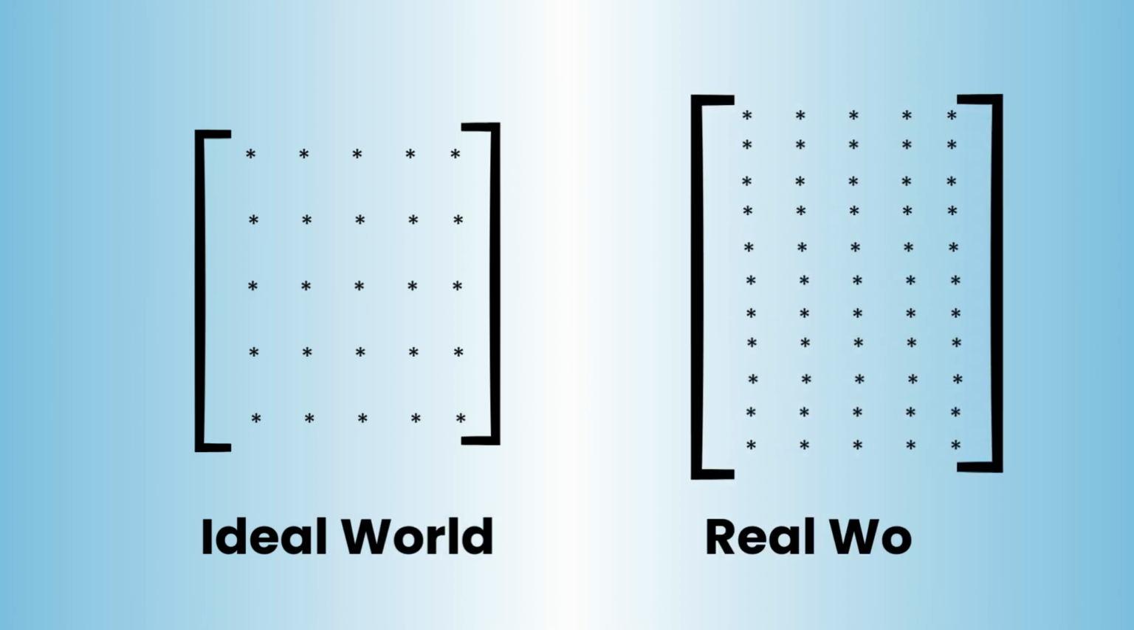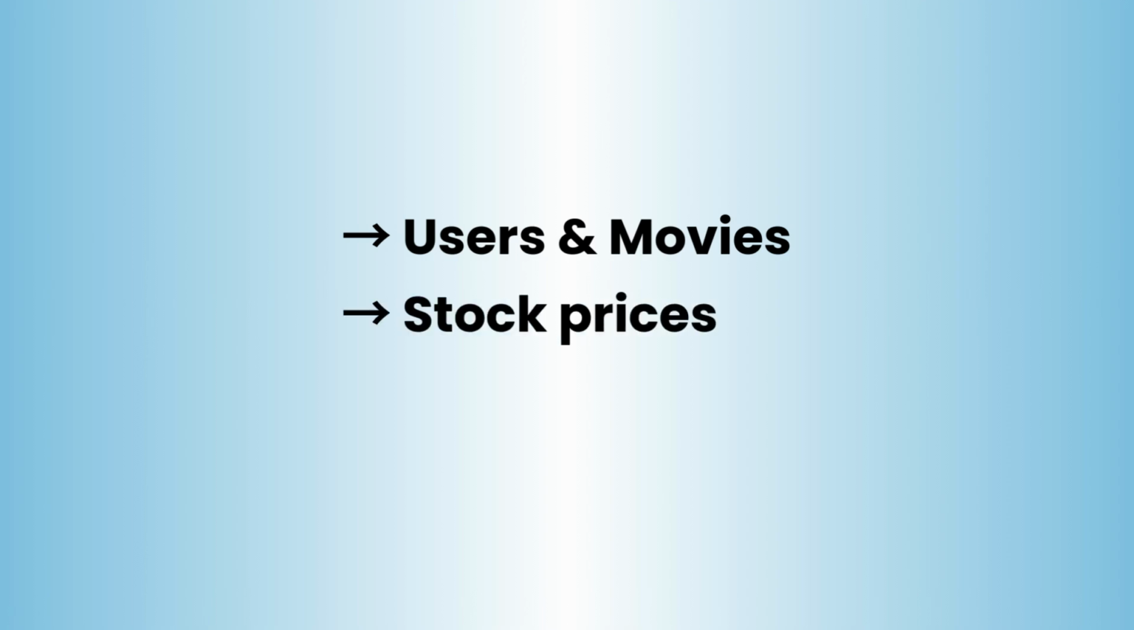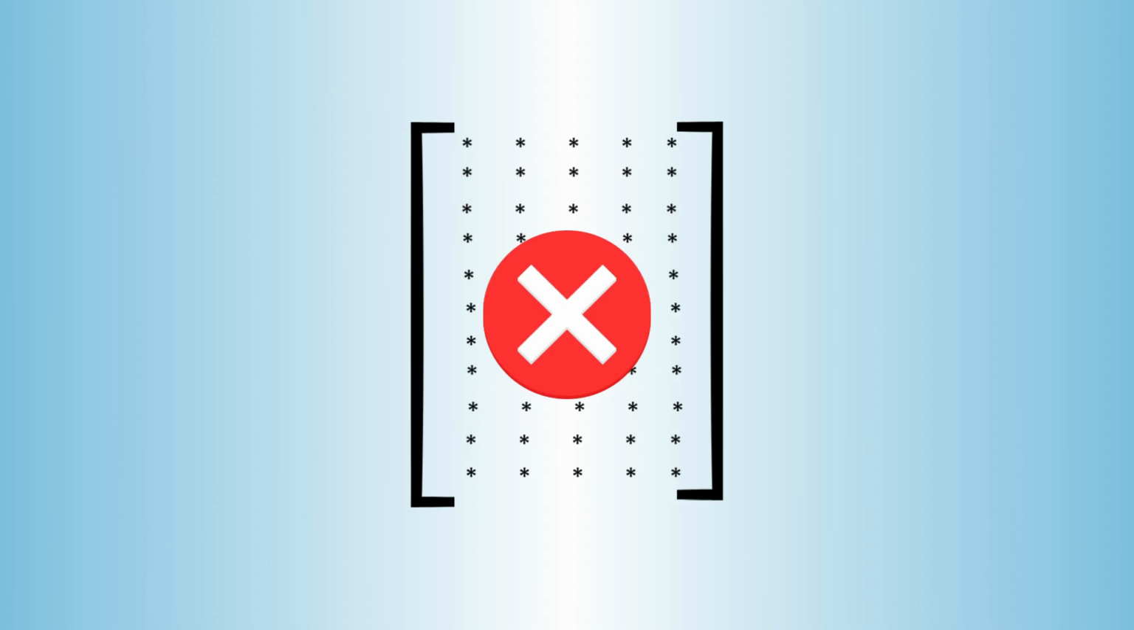But look at the real world. The data is almost always rectangular. For example, a dataset of 1000 users and 50 movies, a spreadsheet of stock prices over time, and an image. These are all rectangular matrices. They have more rows than columns, or vice versa. If you try to calculate eigenvectors of a rectangular matrix, the math breaks.